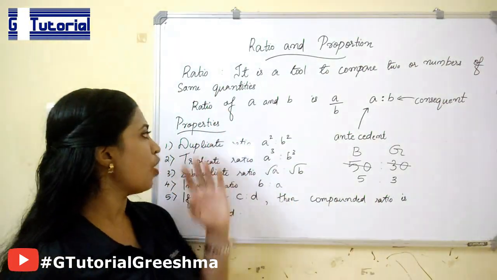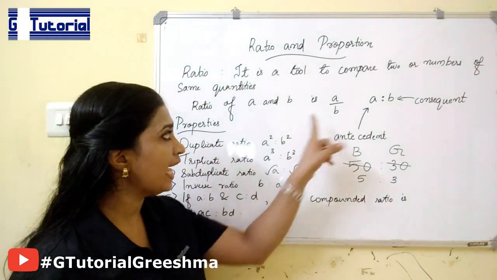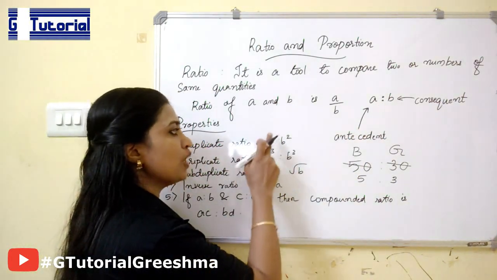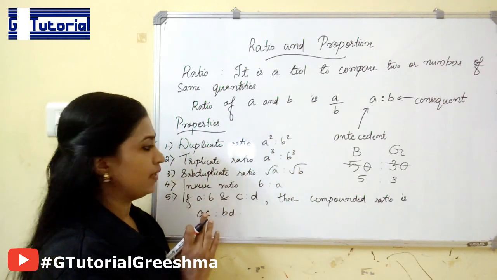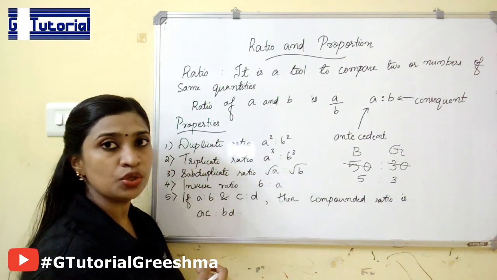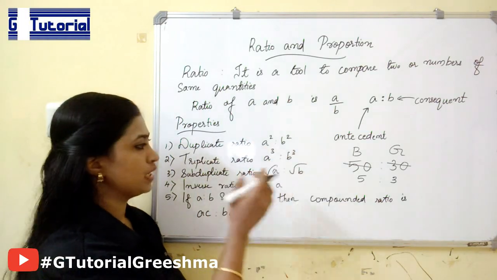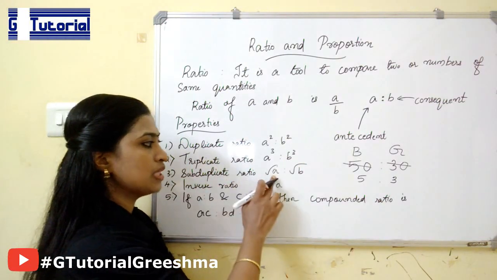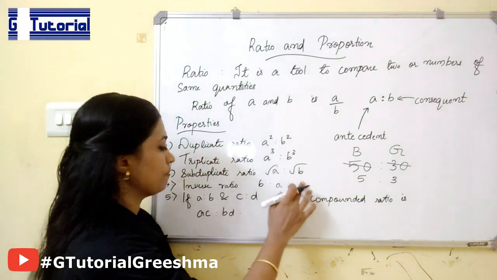Now we can see some of the properties of ratio. First property is duplicate ratio. If A is to B is any ratio, then A square is to B square is the duplicate ratio of A is to B. Then what is meant by the triplicate ratio? If A is to B is any ratio, then its triplicate ratio is A cube is to B cube. Similarly, subduplicate ratio. Subduplicate ratio is the square root of A is to square root of B.